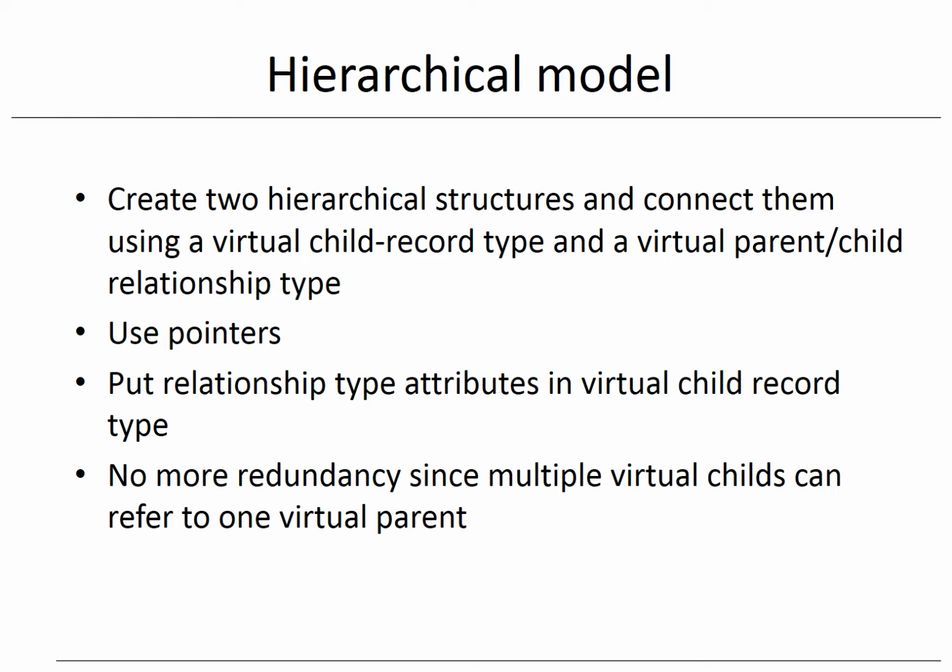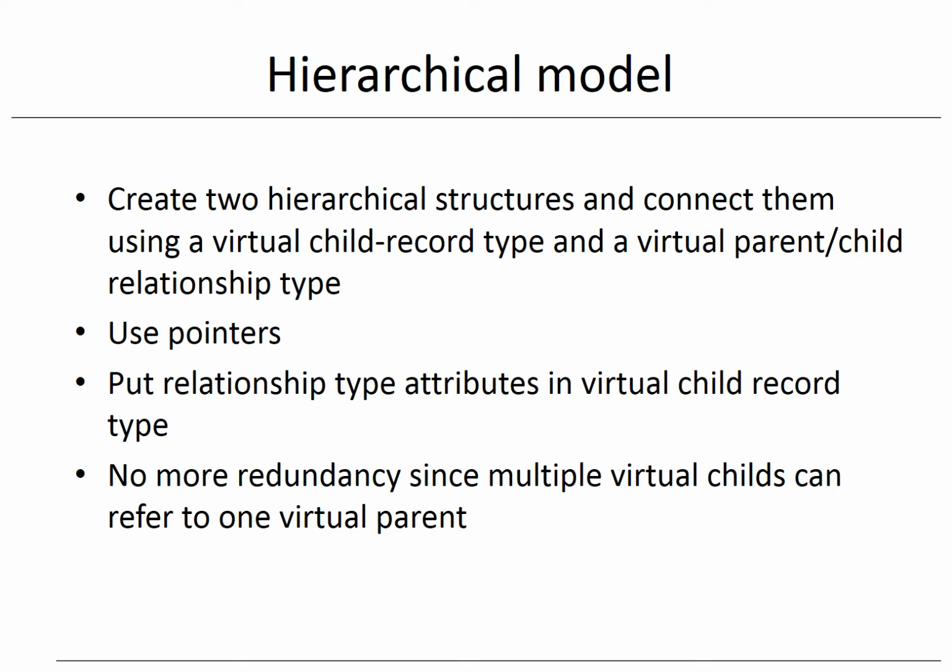Another alternative to implement an N-to-M relationship type is to create 2 hierarchical structures and connect them using a virtual child record type and a virtual parent-child relationship type. Pointers can then be used to navigate between both structures. The relationship type attributes can be put in the virtual child record type. This solution has no more redundancy, since multiple virtual childs can refer to one parent.